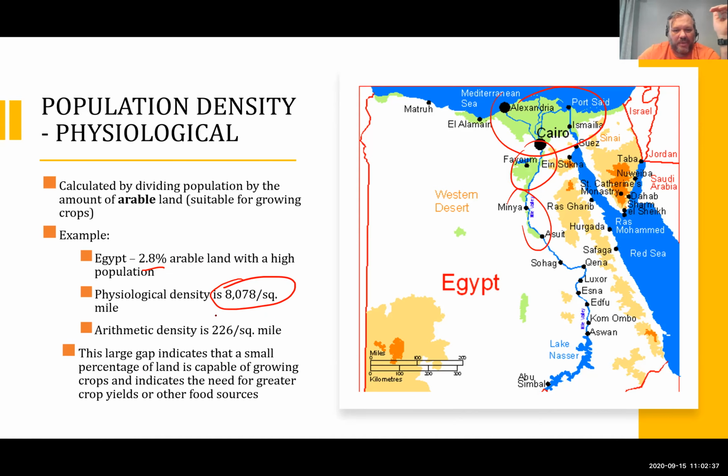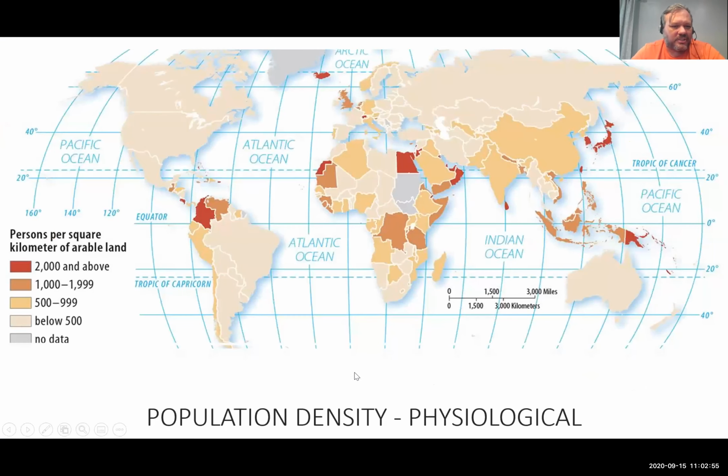Their arithmetic density, if we take a look at their total size, the population divided by the total area, looks very low, 226. But when we compare it to their arable land, it's much higher. And so that could, again, put pressure on that land. This is people per square kilometer of arable land. Again, we're looking pretty good in the US over here. Obviously, Egypt is pretty big. You see some of these countries, India over here, have some issues with their population size compared to their farmland.